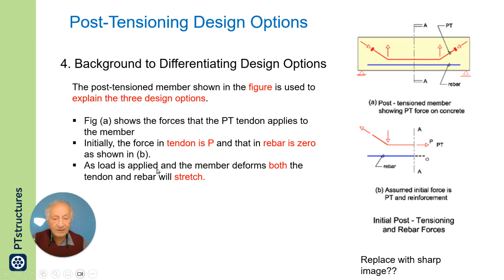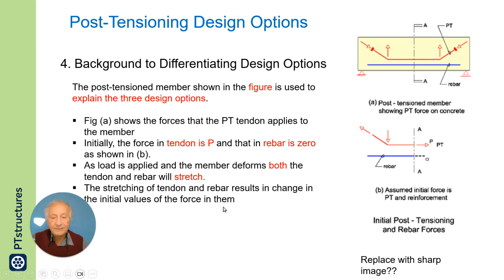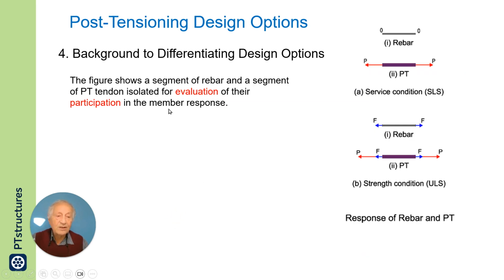As load is applied and the member deforms, both the tendon and rebar stretch. The rebar will stretch when you apply load, and the tendon will stretch. The stretching of tendon and rebar results in a change in the initial values of the force in them. Obviously, when they stretch, the force in them will change. So this is figure A, showing the initial condition, 0 and P.